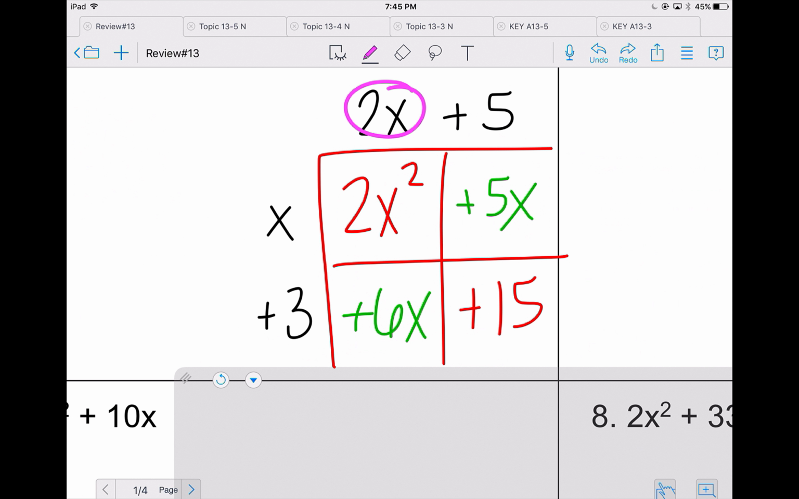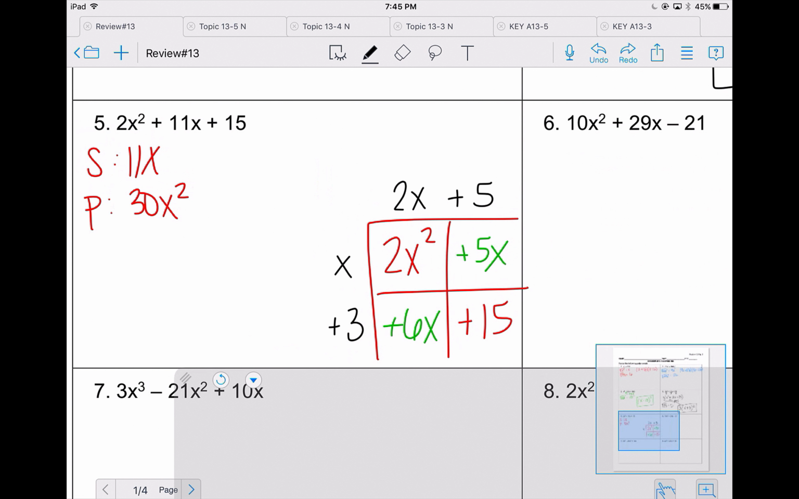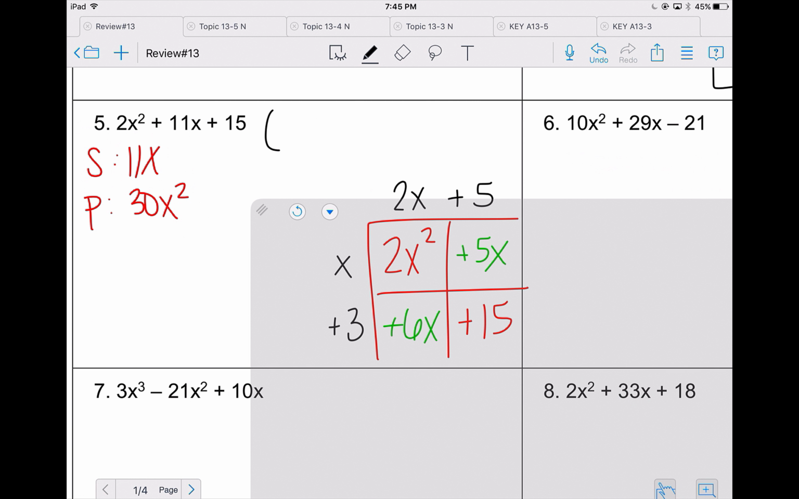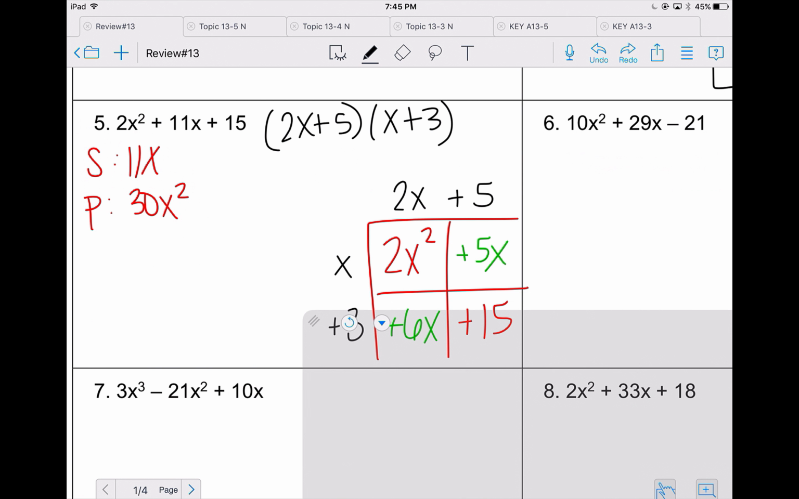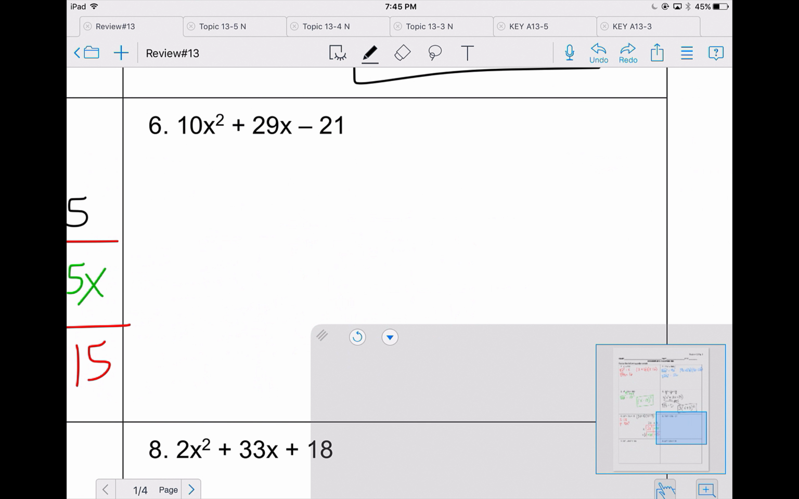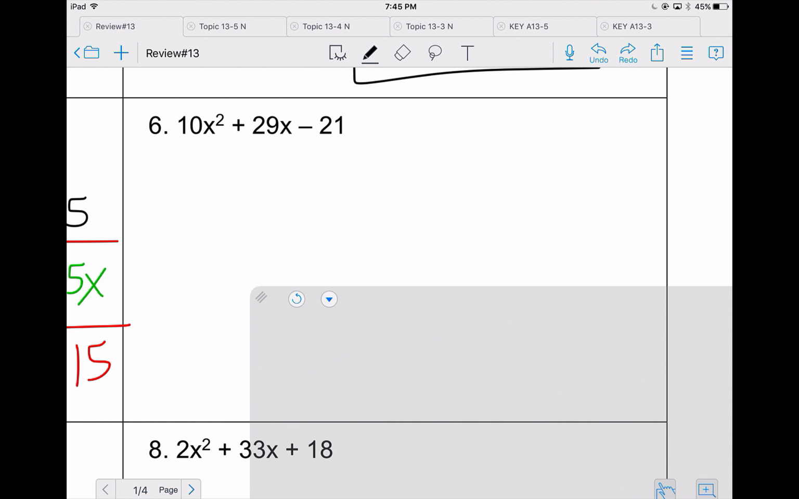Now, obviously, we can check everything, like refill the whole box, or maybe like I have some students on a separate sheet of paper, take 2x plus 5 and x plus 3, start on the outside of the box and work their way back in to double check their work, which is totally fine. But keep in mind that quick check will give you a generic sense if you're running out of time if you're doing it correctly. Problem 6, we have 10x squared plus 29x minus 21.